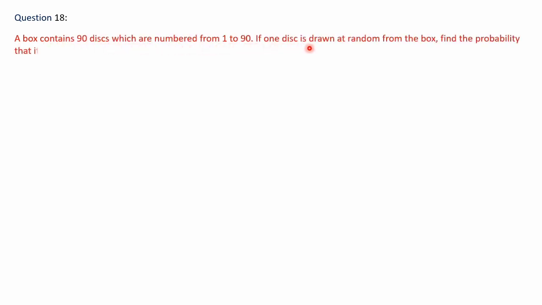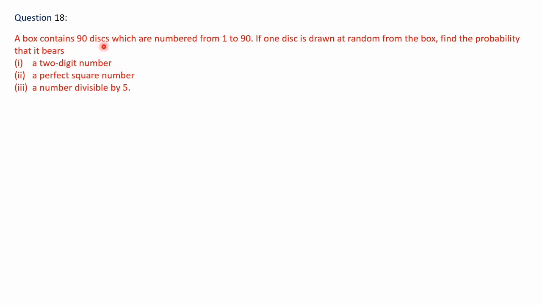Next we shall discuss question number 18. A box contains 90 discs which are numbered from 1 to 90. If one disc is drawn at random from the box, find the probability that it bears a 2-digit number, a perfect square number, a number divisible by 5. It's a very simple question. What you need to do is just find the total number of outcomes and the favorable number of outcomes. If these two numbers are there, we can just write the fraction. That fraction will be the required probability.